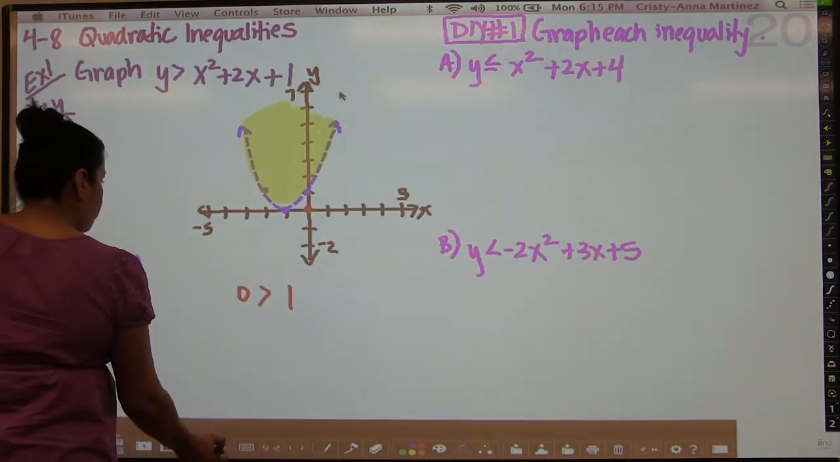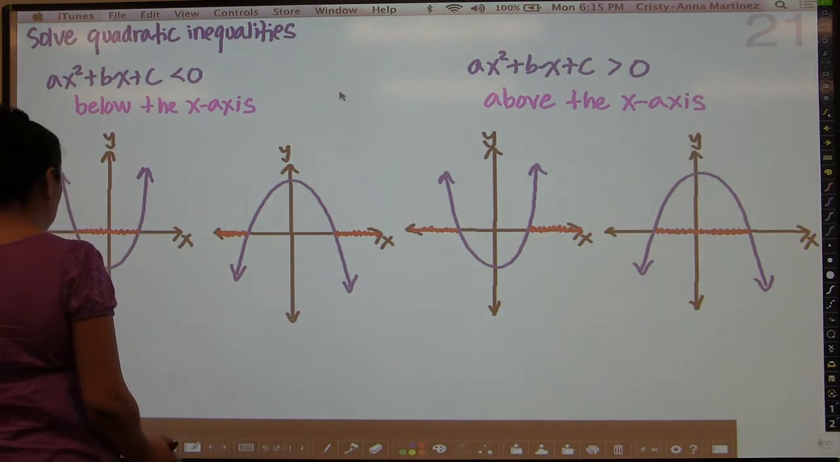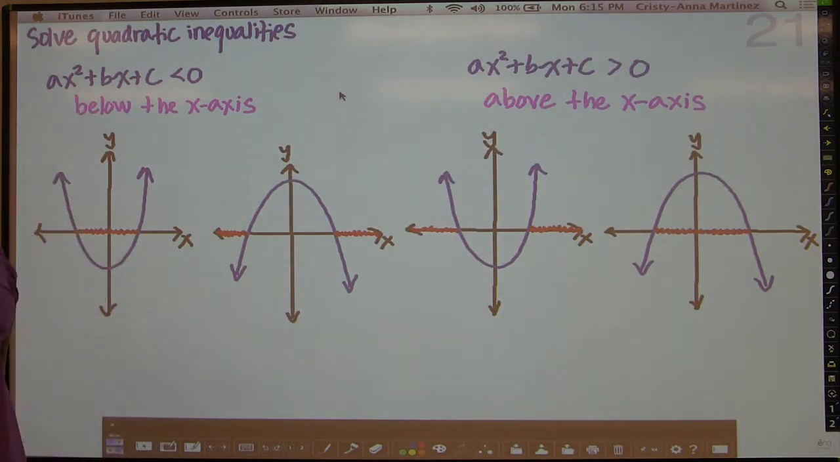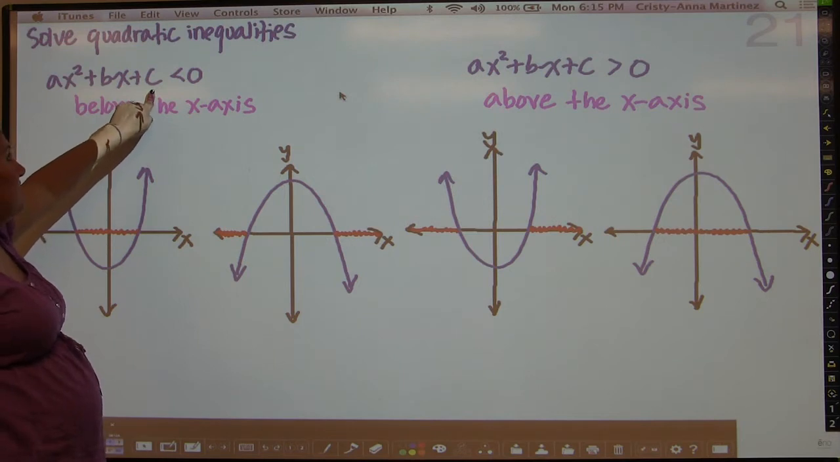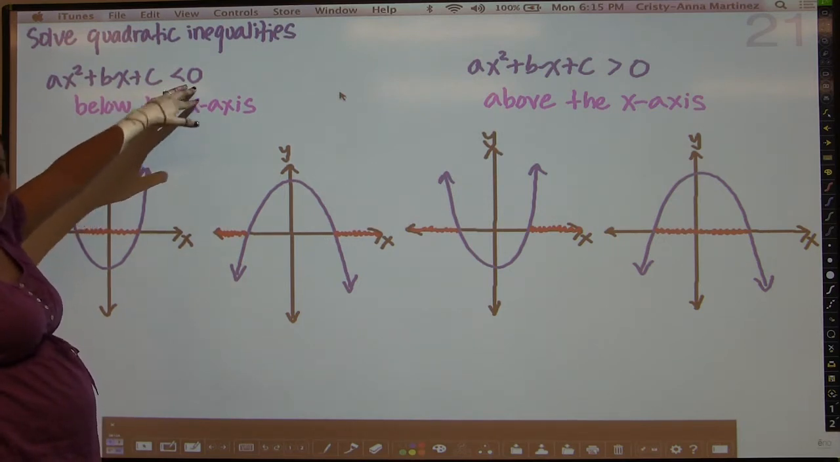Alrighty, so then we're going to go to solving quadratic inequalities. Now we're not graphing it, we're solving it. So the difference here is that now you have your standard ax squared plus bx plus c, and instead of it saying y, it's a 0, okay?